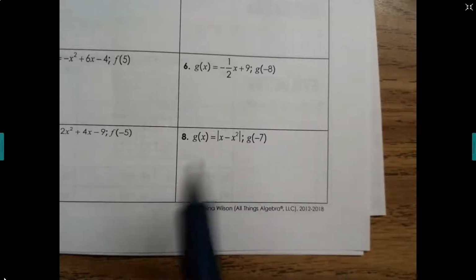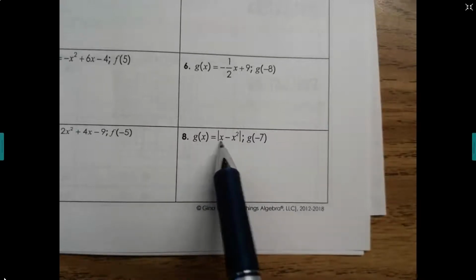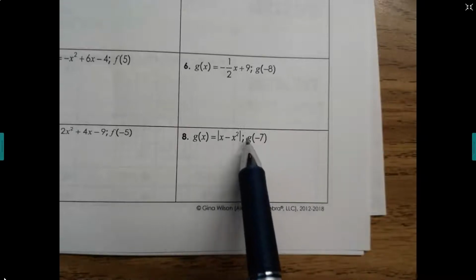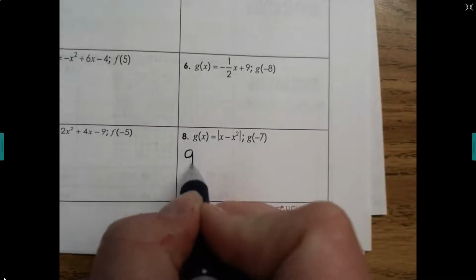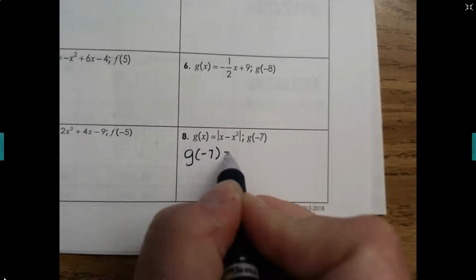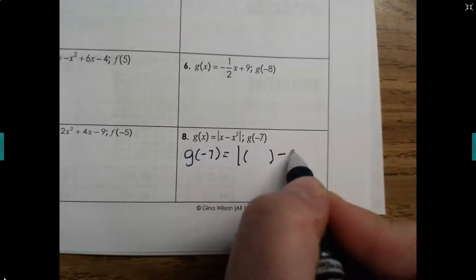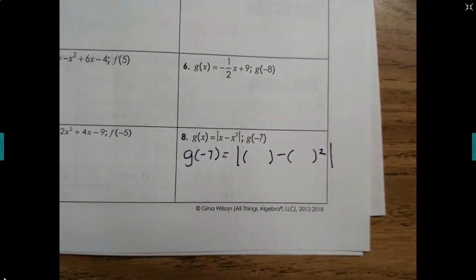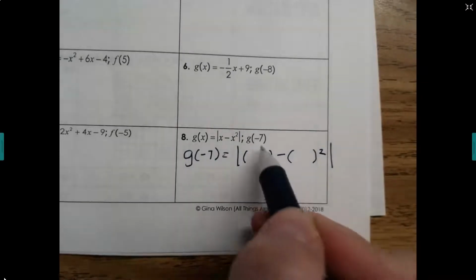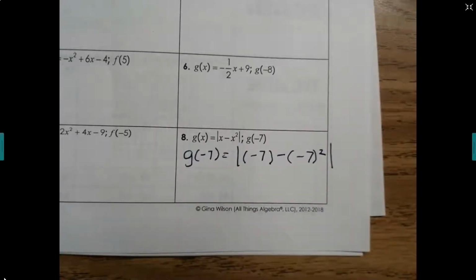So now we're going to say, given g of x equals the absolute value of x minus x squared, we want to know g of negative 7. Let's get it started. We have the absolute value of x minus x squared. Wherever the letter was, I put a parenthesis. Now I'm going to plug in what it asked me to plug in, which is negative 7. So we're going to start simplifying now.